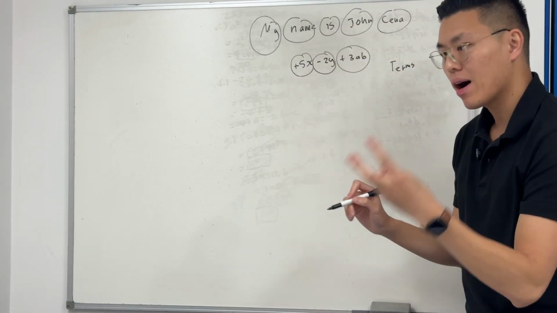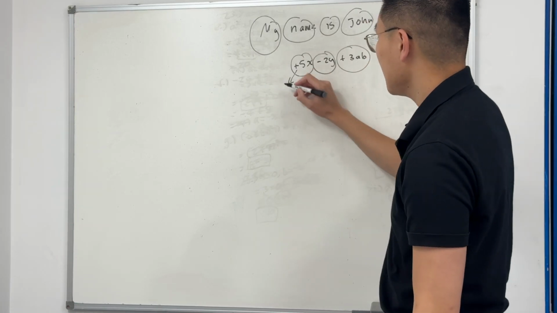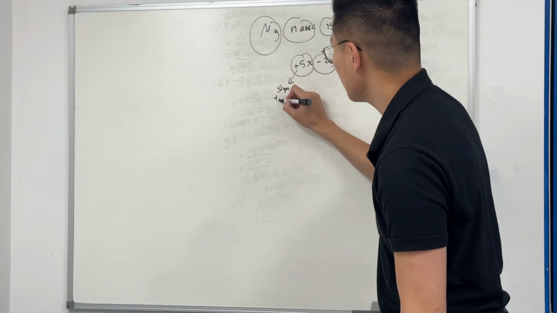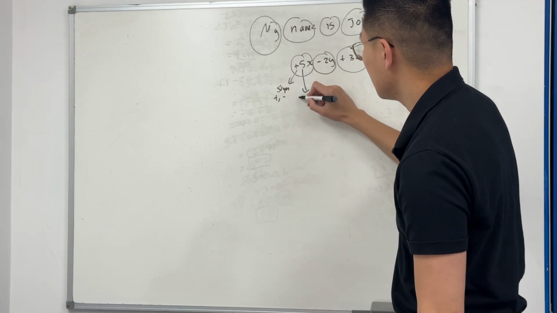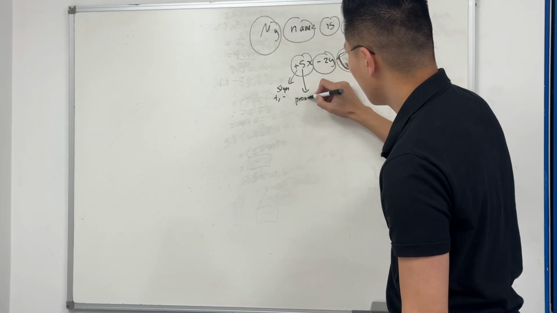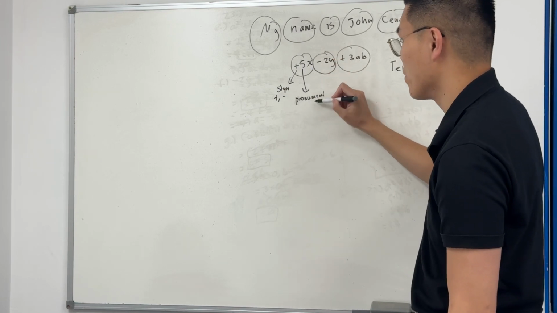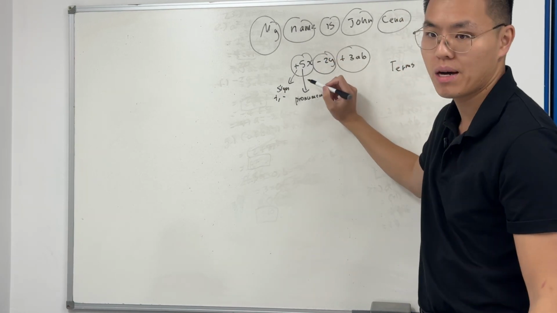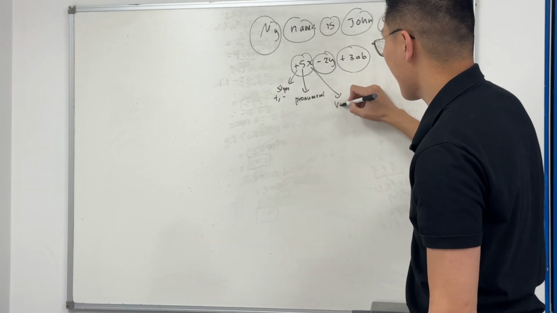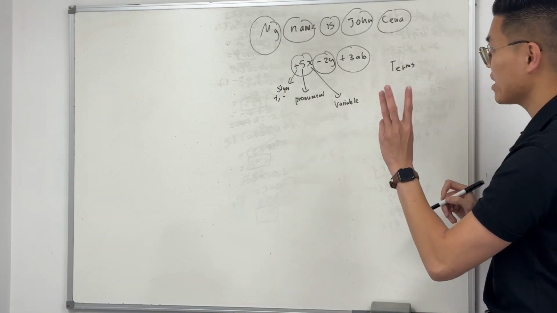Let me explain. There are 3 components to a term. You ready? Number 1 is the sign. Sign can either be positive or negative. The next one is the, what do you call it? Pronumeral? Numeral. Okay, so it's the number. We call it the pronumeral. And this number can be any number. 1, 2, 3, 4, 5. The next thing is the variable. It's the letter or the letters. Okay, so we have these 3 things.